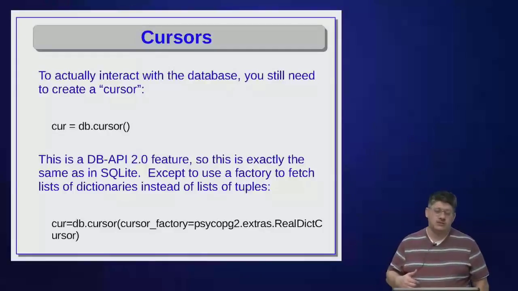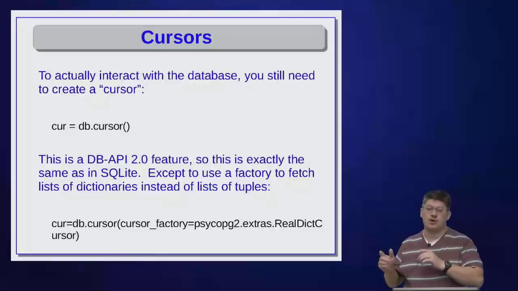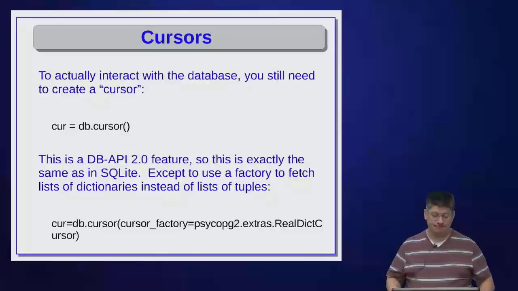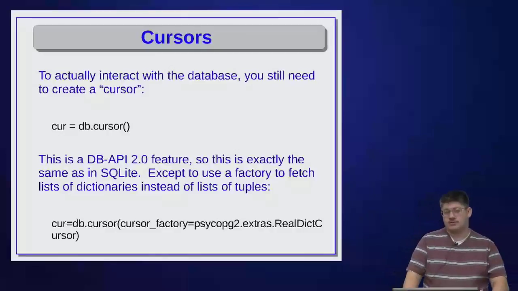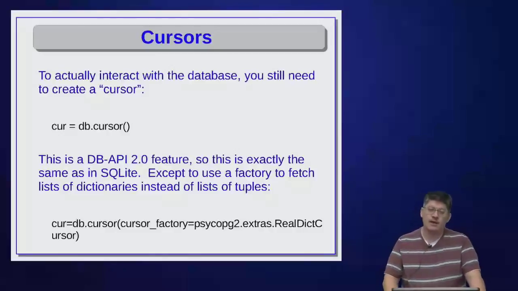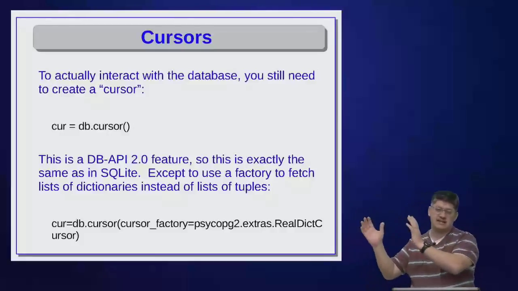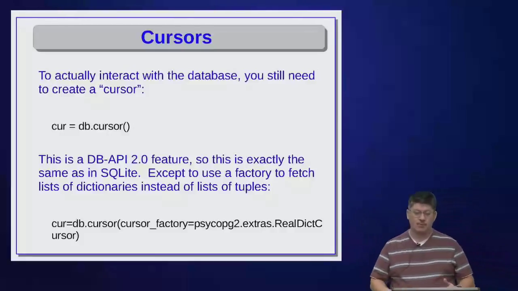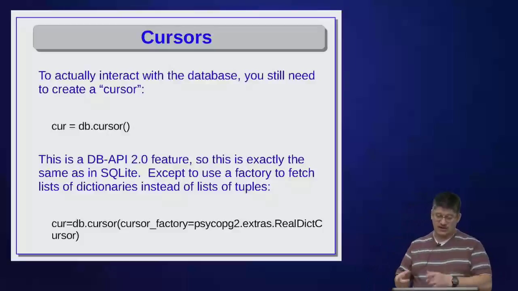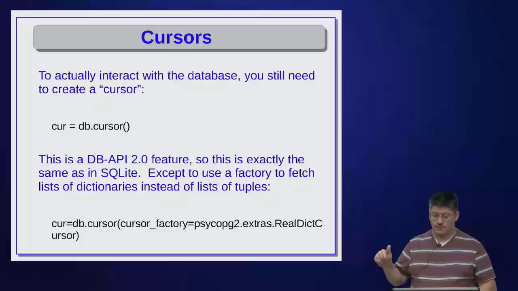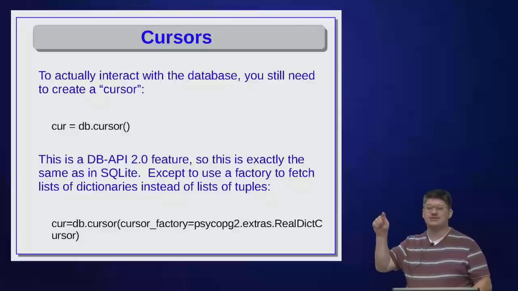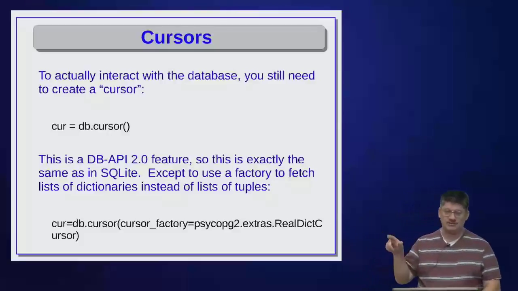But if we want to use that special cursor that allows us to access the rows as dictionaries instead, where instead of row sub 0 or row sub 1, we can say row sub and then the column name, then we have to do a little bit more work when we create the cursor. And so the way that that's done with PsychoPG is to set cur equal to db.cursor, and then inside the parentheses, we pass a named parameter. We set cursor factory equal to psycopg2.extras.RealDictCursor. Capital R, capital D, capital C.